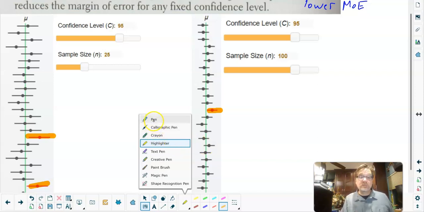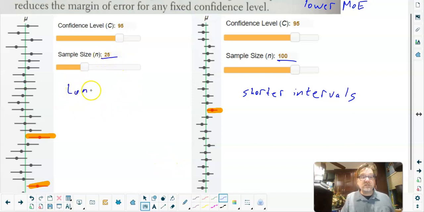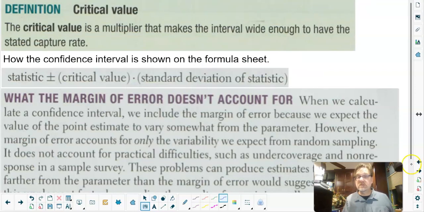Central limit theorem. Okay, so these have shorter intervals, and they are shorter intervals because of a larger sample size. And here we have longer intervals. Notice they have the same confidence level. Okay, so to decrease the margin of error, we can increase sample size or we can reduce the level of confidence. Let's talk about our critical values.